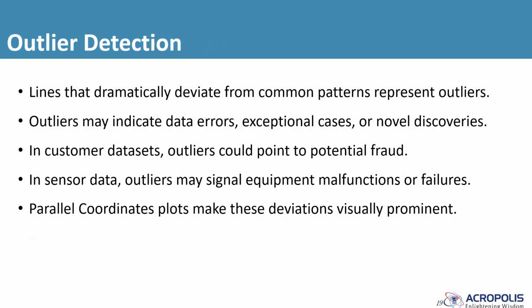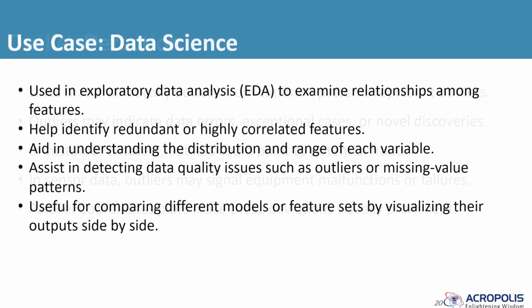Outlier detection. Lines that dramatically deviate from common paths represent outliers. Outliers may indicate data errors, exception cases, or novel discoveries. In a customer dataset, an outlier could point to potential fraud. In sensor data, an outlier may signal equipment malfunctions or failures. Parallel coordinates plots make these deviations visually prominent.